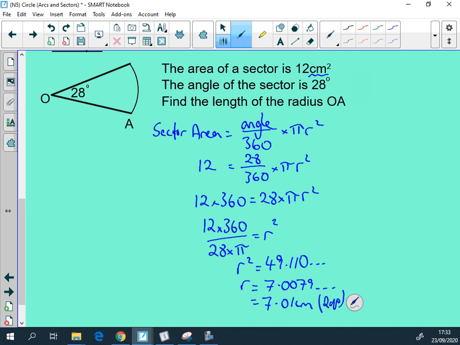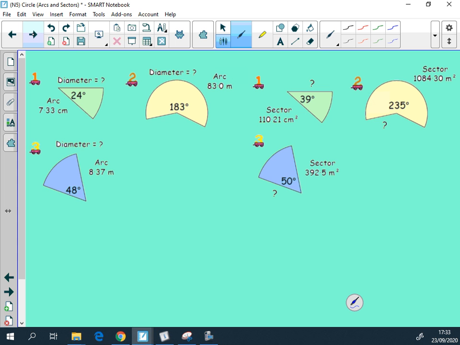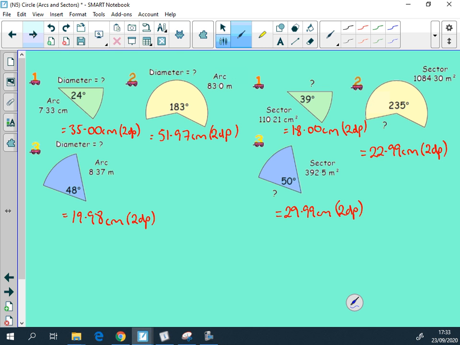Now, it's important that you are practicing these as always. So there are 3 where it gives you the arc length, it's asking what the diameter is, and there are 3 where it gives you the sector area and it's asking what the radius is. Please make sure you're trying these. If you get stuck, go back, watch the 2 videos, and as always, it's vital that you are answering these questions, marking these questions, to make sure that you are checking your understanding. Okay, to get the most out of these videos, you need to make sure that you are answering these questions and you are marking them.